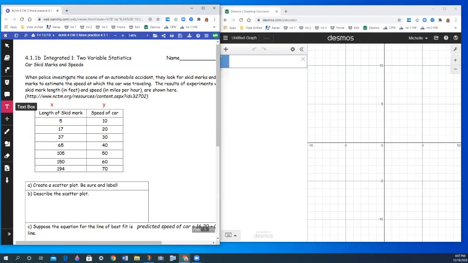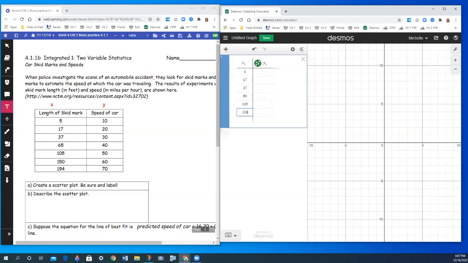Now what we're going to do is a scatter plot on Desmos. So I've got Desmos opened up here, and I want to add an item. So I'm going to come here to this plus, and I'm going to make a table right there. And then I'm going to put in my values. So 5, 17, I'm just going to go down. 37, 65, 105, 150, 194.